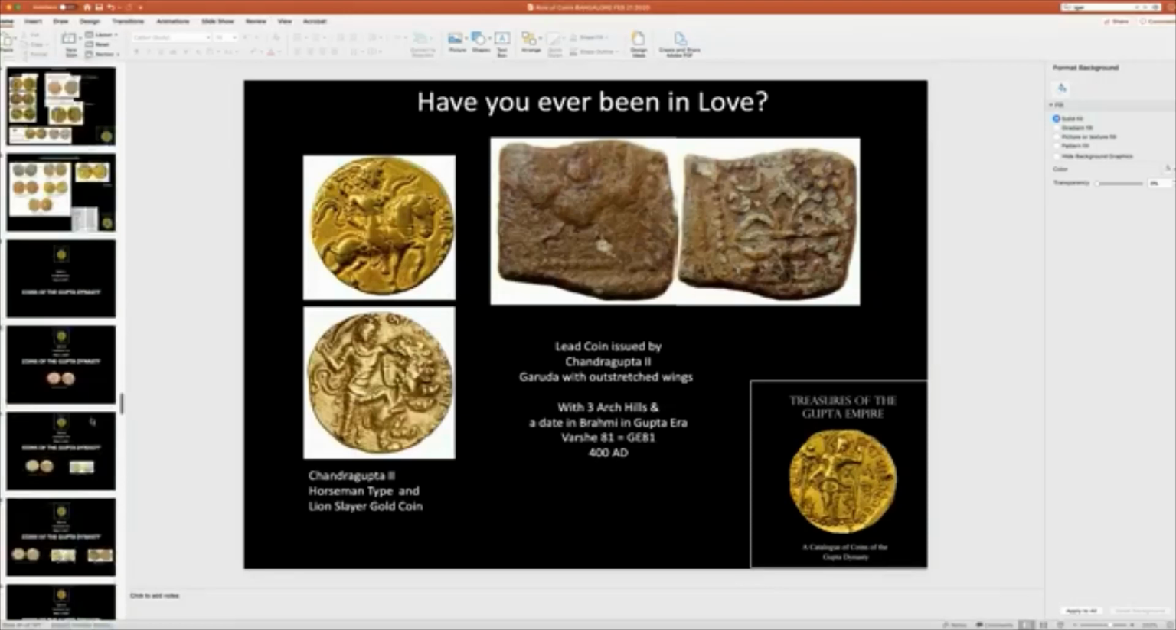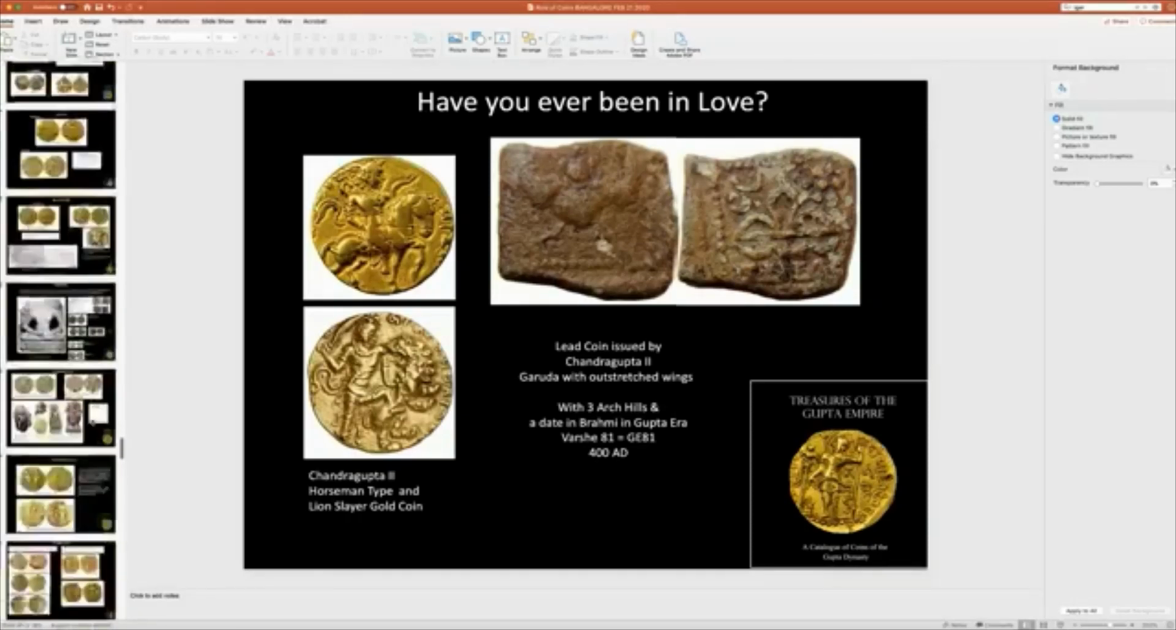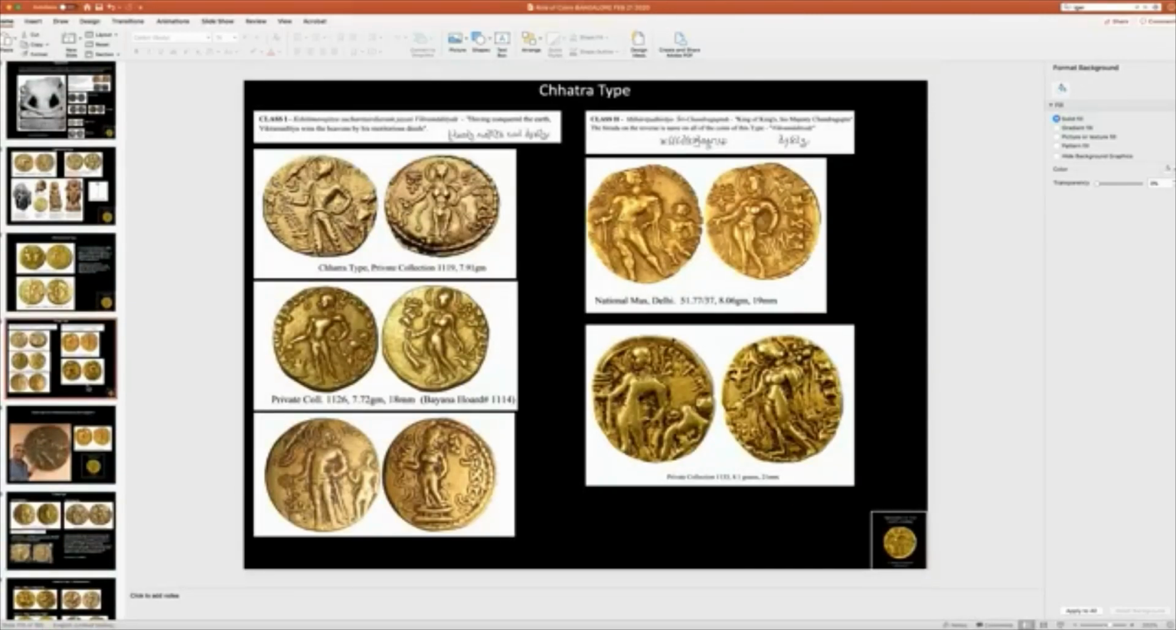All right. So moving on, we will come to the Chhatra coins of Chandragupta II. So these Chhatra coins come in two classes. We have the class 1 right here.